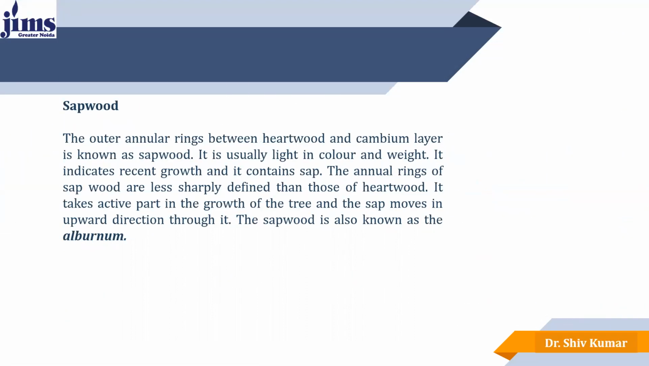Next is the sapwood. The outer annular rings between the heartwood and the cambium layer are known as the sapwood. It is usually lighter in color and weight. It indicates the recent growth and it contains the sap. The sapwood is also known as alburnum. It takes an active part in the growth of the tree, and the sap moves in the upward direction to the other parts of the plant, from root to crown.